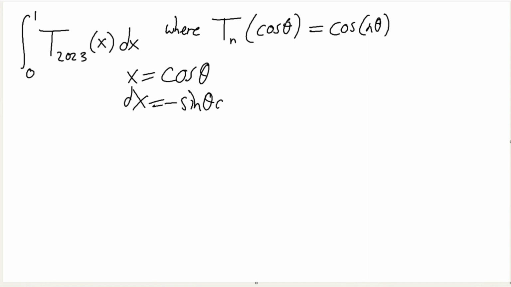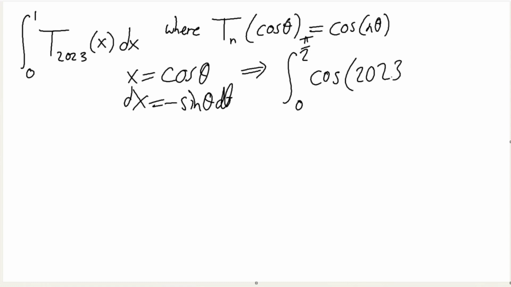Negative sine theta d theta. And then this will become 0, and this is pi over 2. Oh well, we'll use the negative to change our bounds, pi over 2 to 0. And then we get cosine t 2023 here. So we end up getting cosine of 2023 theta.